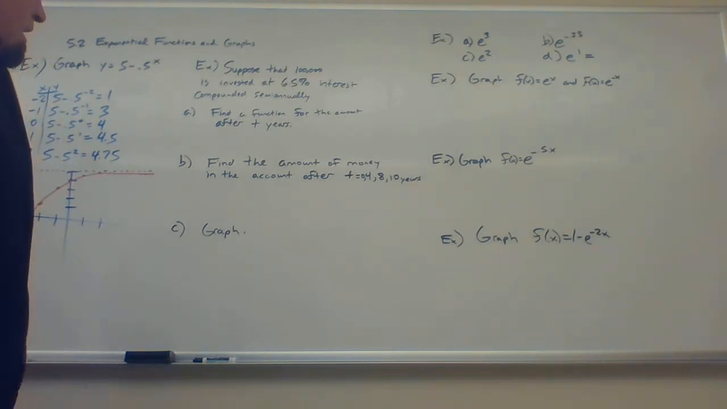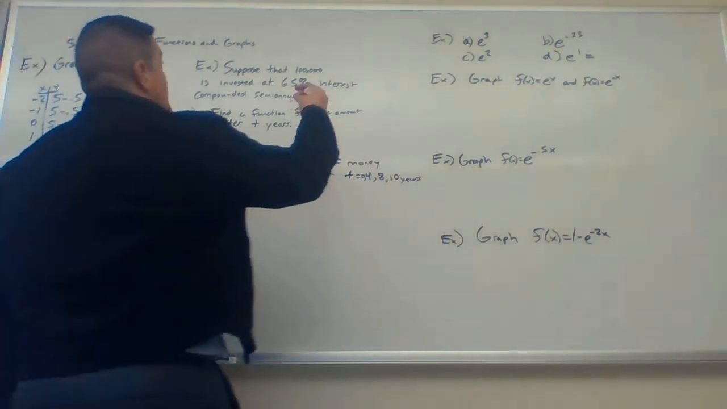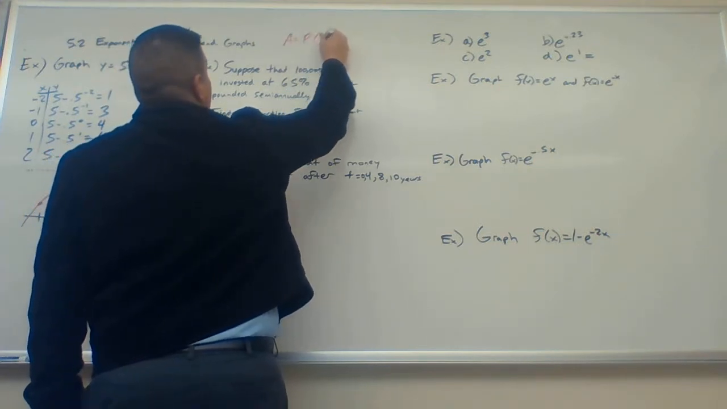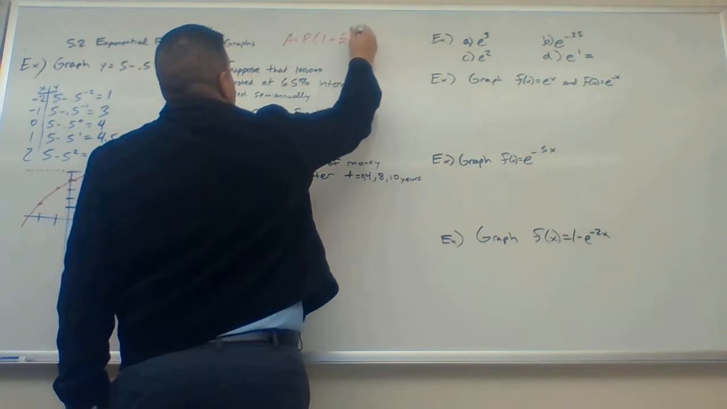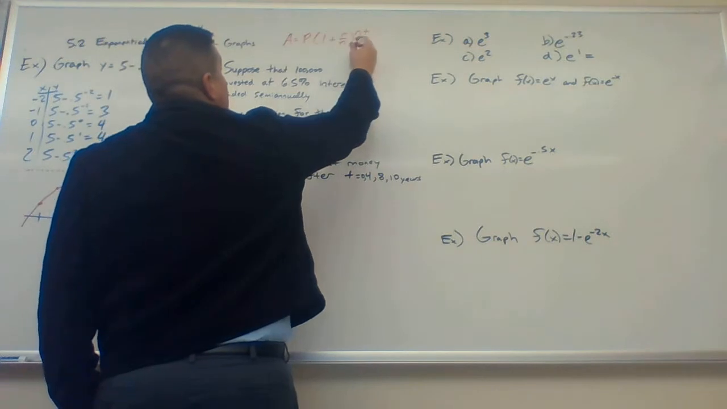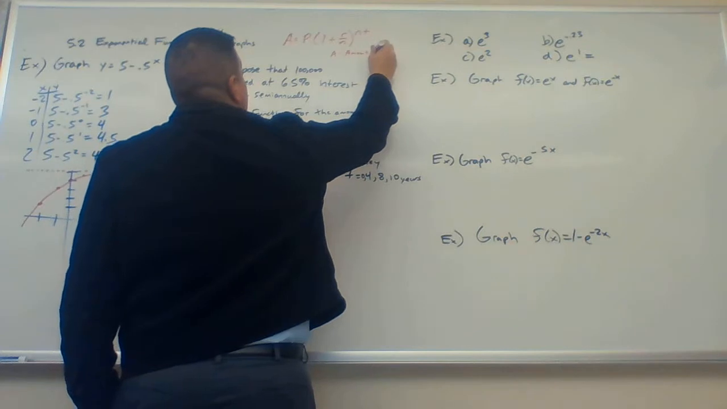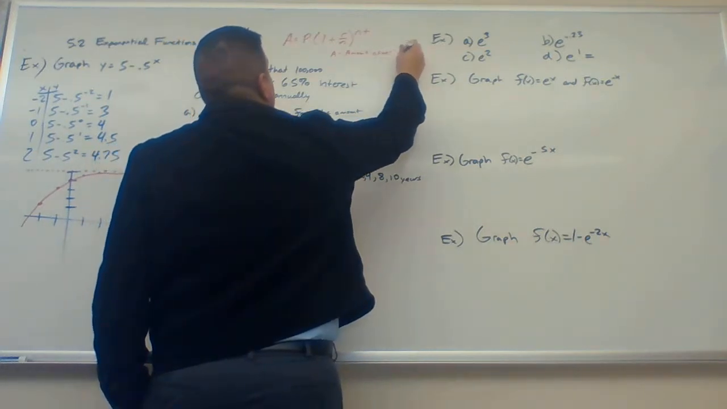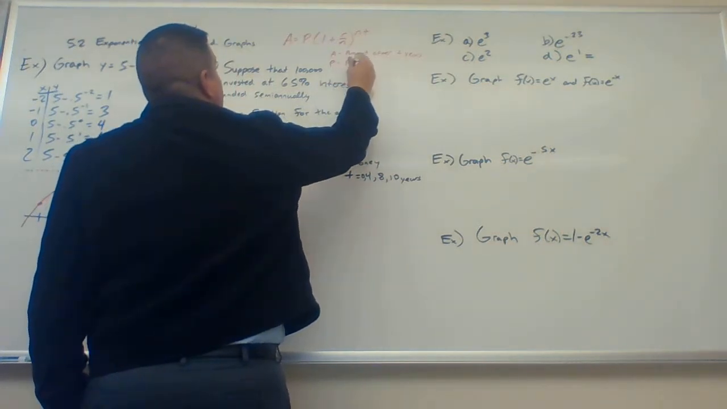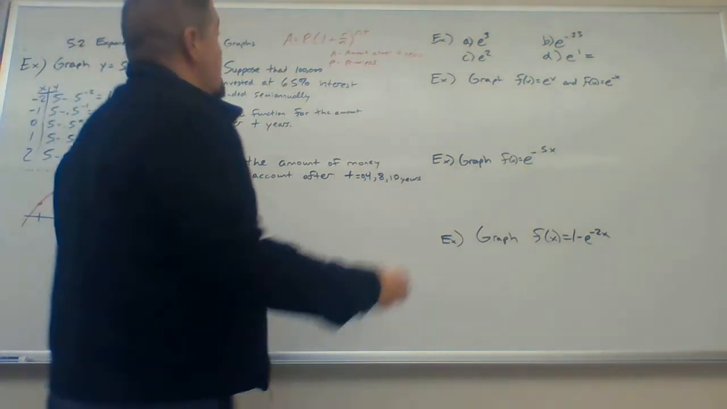Find a function for the amount after t years. Okay, so you do have a formula for this, which, let me talk about that formula real quick. A equals P times 1 plus R over N to the NT power. Should be there on your notes, but let's talk about each of these variables. A is the amount after t years. P is the principal, meaning that's the initial investment, that's what you put down to begin with.